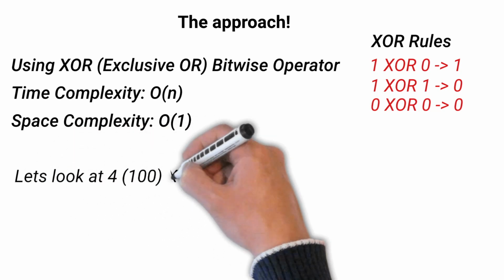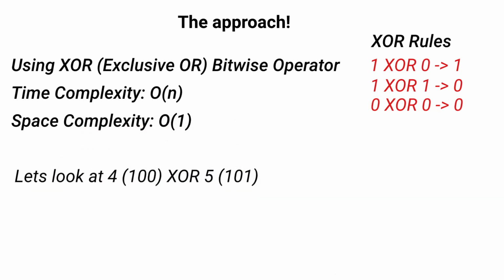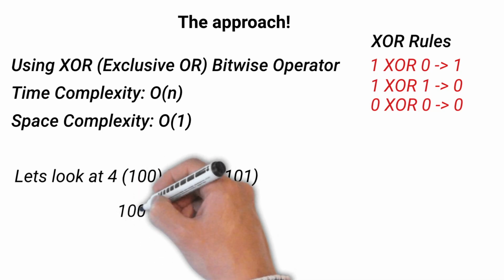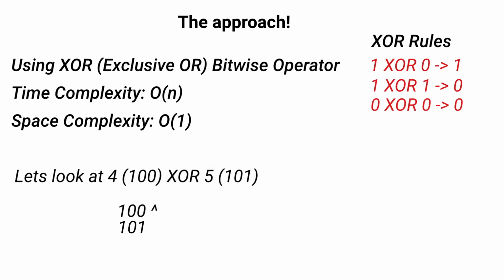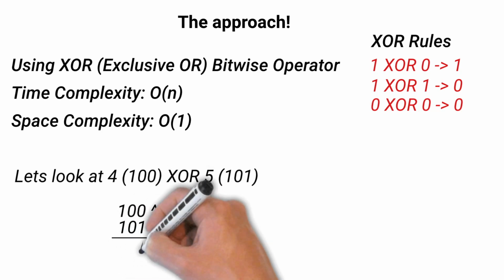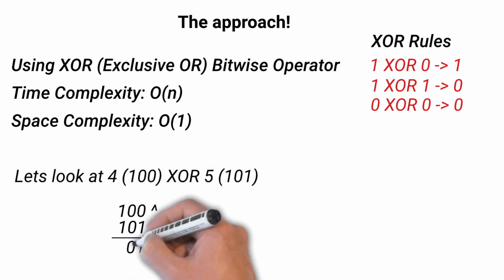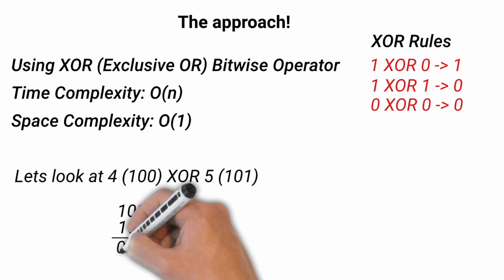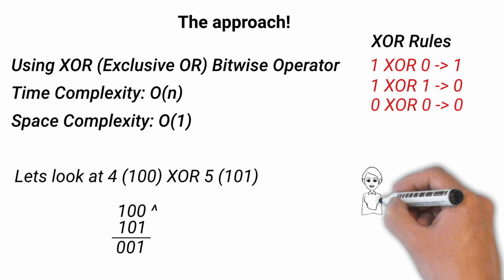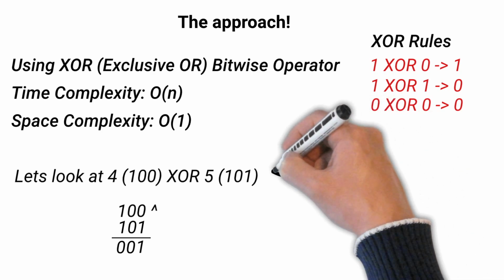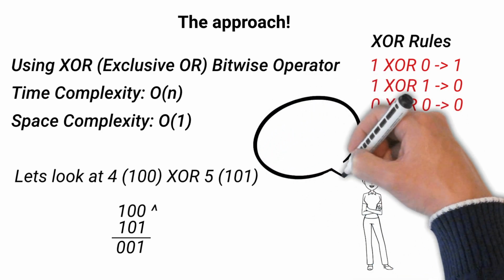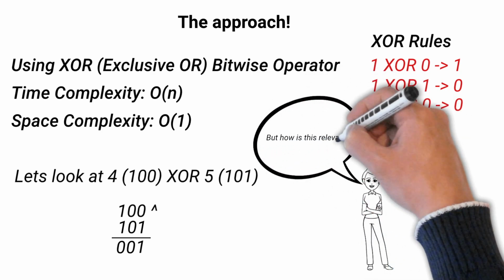Let's look at 4 XOR 5. So 4 is 100 in binary, and 5 is 101. So 100 XOR 101, starting from right to left, 0 XOR 1 is 1, 0 XOR 0 is 0, and 1 XOR 1 is 0. Now you may be wondering, how is this relevant? Well, let's take a look.